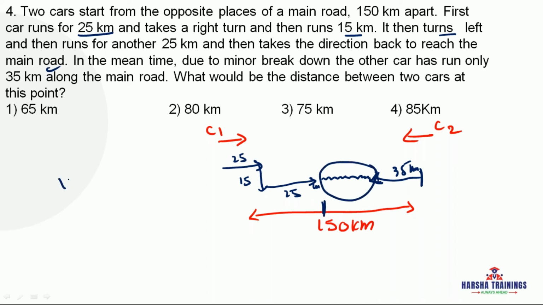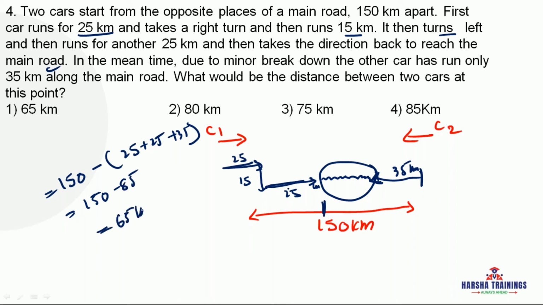Okay, so the total distance is 150, right? The first car runs 25 plus 25. We are taking only the horizontal distance. So 25 plus 25 is 50, plus 35 is 85, right? So 150 minus 85 is 65 kilometers. Then option 1 is the right answer. Is it clear, guys, all of you?